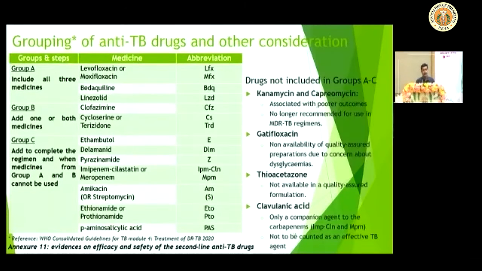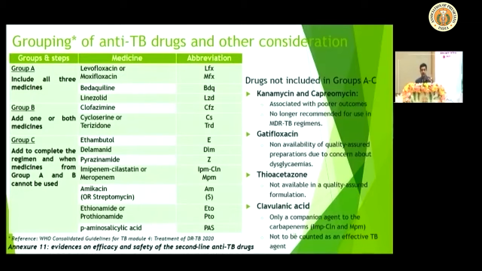This is the new grouping of anti-TB drugs. We should spend a few seconds on it. For DRTB classification, there are mainly three groups. Group A, the most important, consists of levofloxacin, moxifloxacin, bedaquiline, and linezolid. For DRTB regimen, all of the group A drugs, one of the quinolones and the other two, all three group A drugs should be used wherever feasible.